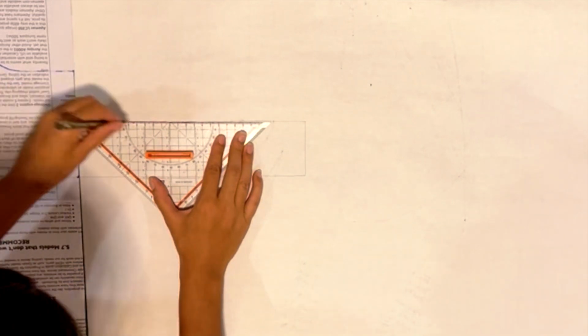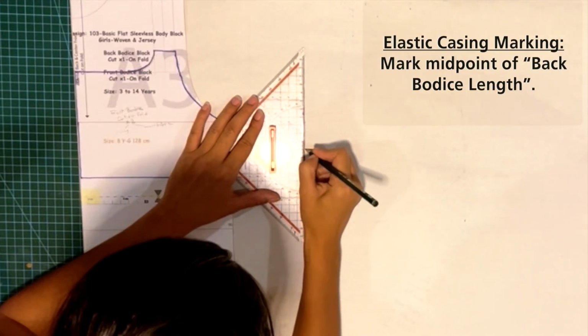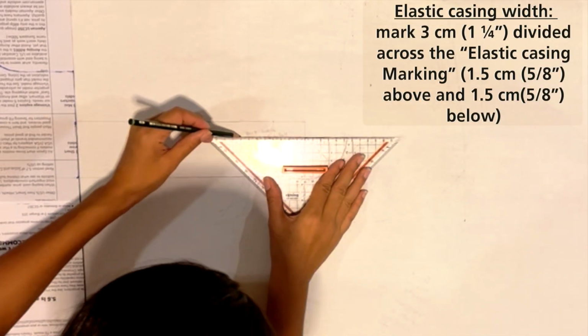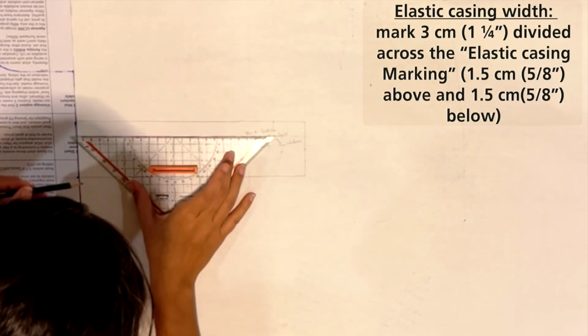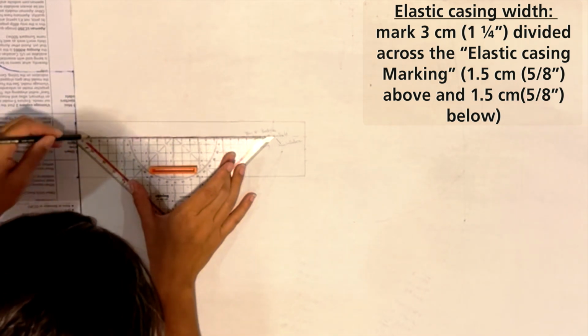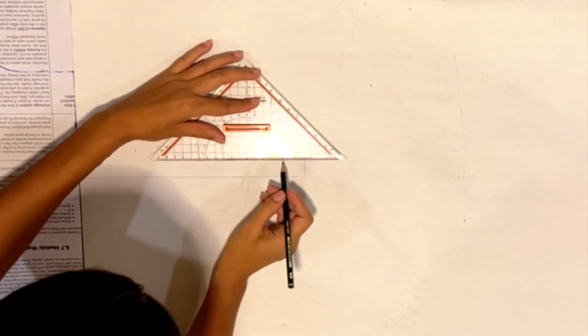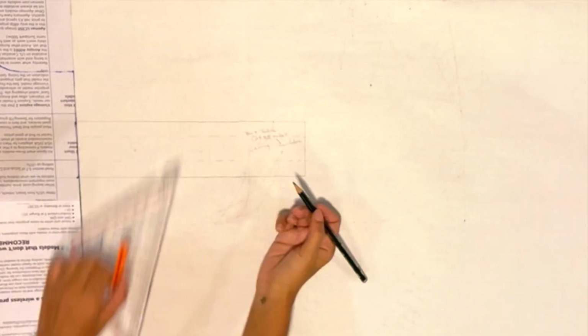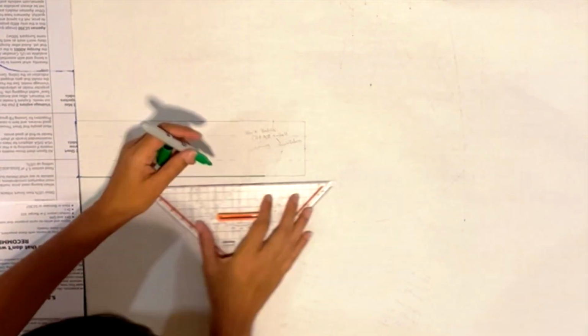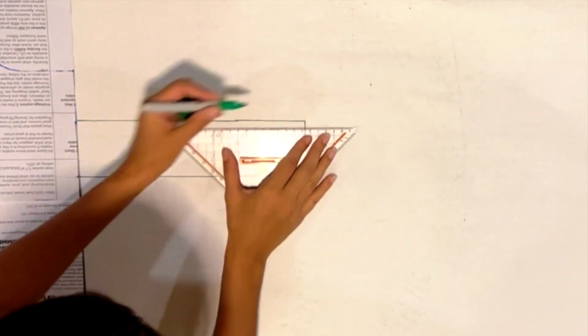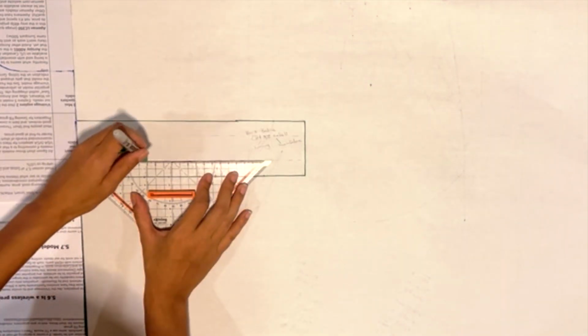To know the elastic casing measurements, mark the center point for that rectangle and go up and down 1.5 centimeters, so in total 3 centimeters, and this will be the casing for the elastic. The elastic in my casing is 1 inch, so 2.5 centimeters. If you're planning to go with a higher or lower width than that, then you will need to change the elastic marking accordingly. This might happen if you're working on a very big or a very small size. You might need to change the elastic width.